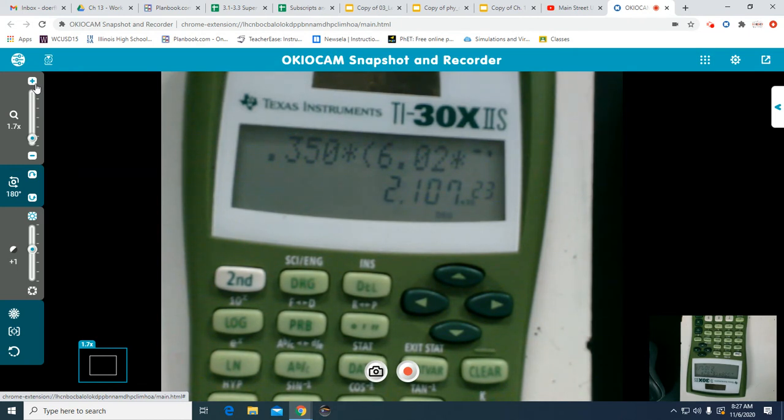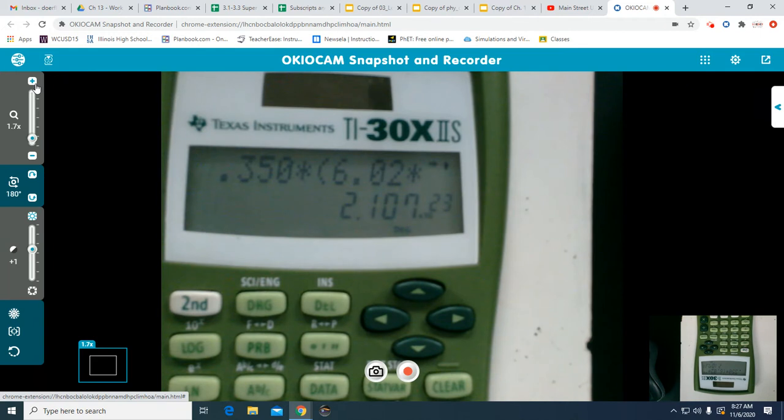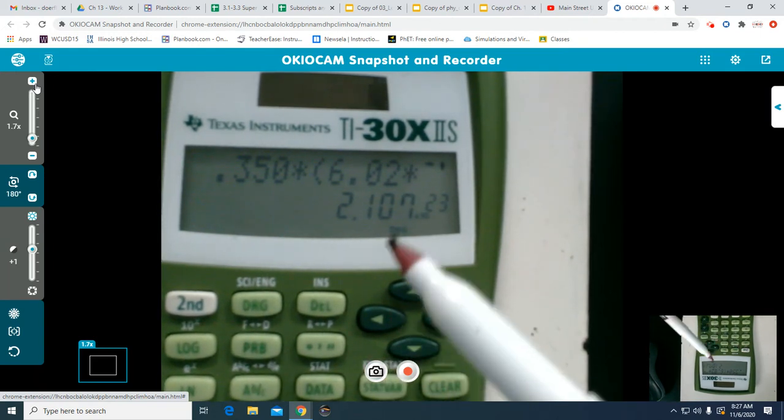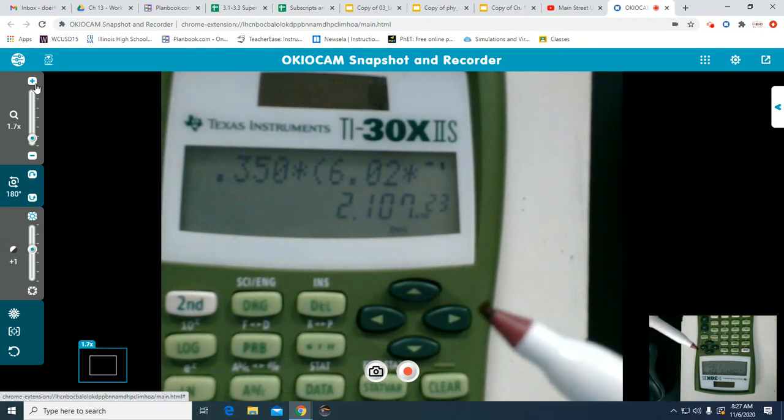You may be the person who likes to do them all at once. That's fine if you're comfortable that way. But I just know that a lot of times that can cause some miscalculations at some point throughout. Okay? So we've got 2.107 times 10 to the 23.